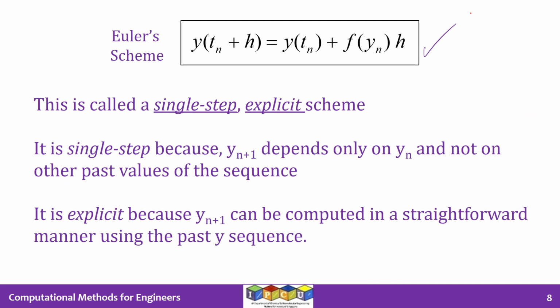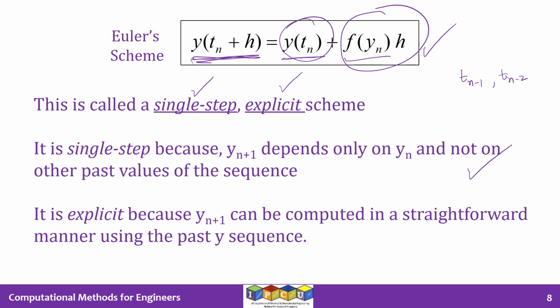This is called a single step explicit scheme. It is single step because it does not depend on what happened at tn minus 1, tn minus 2, etc. It doesn't depend on that. If you give me the condition at the previous time, I can find it for the next time. That's why it's called single step. It is explicit because everything on the right hand side is known. Therefore, there is no iteration or anything like that involved. So this is why it is called an explicit scheme. So that is what is explained here.